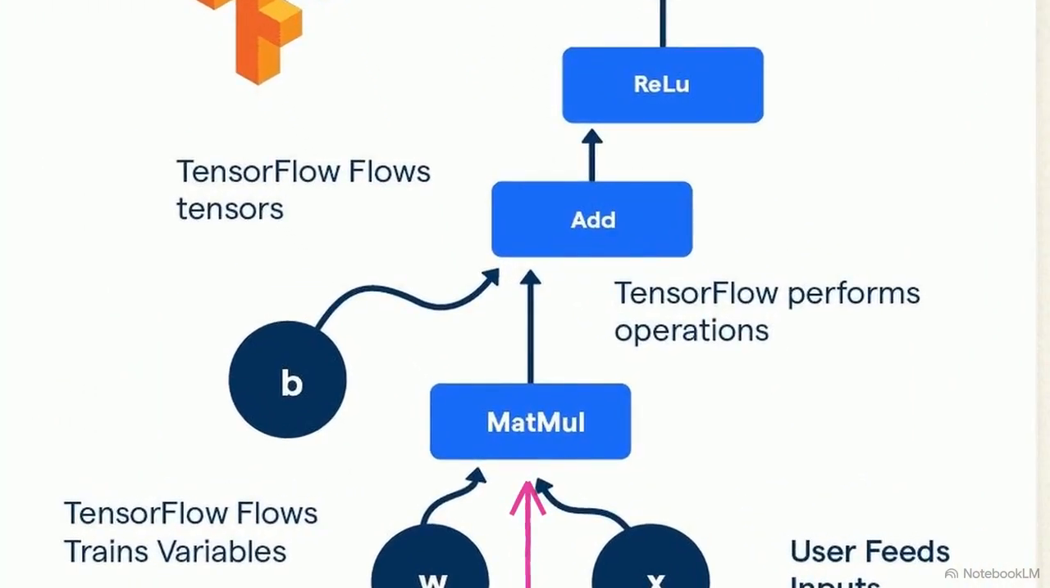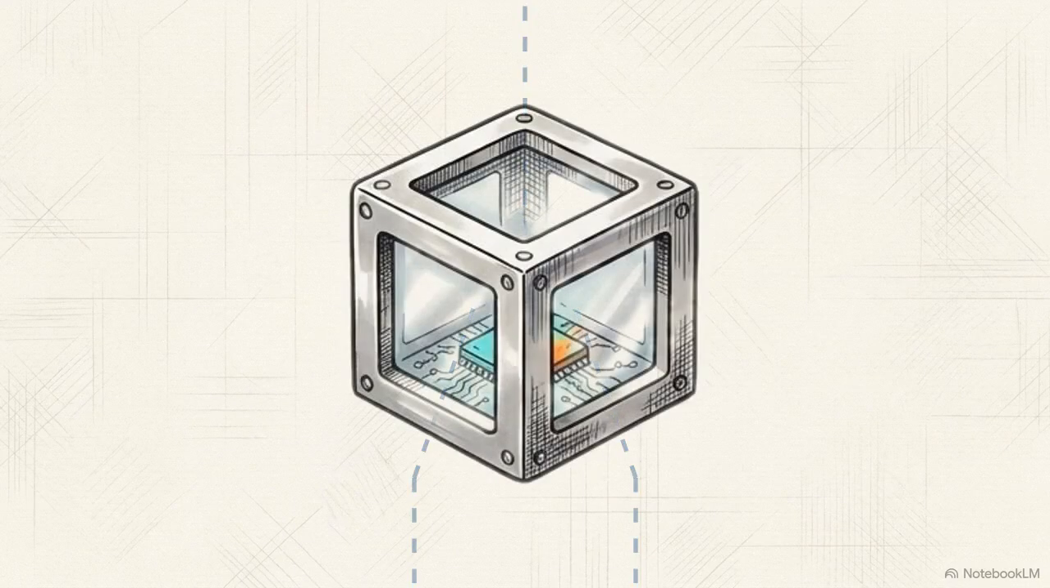Looking at this flowchart, we see how TensorFlow handles computations using a data flow graph. The blue nodes, like matmul, represent mathematical operations. The arrows connecting them are the actual tensors flowing from one calculation to the next.